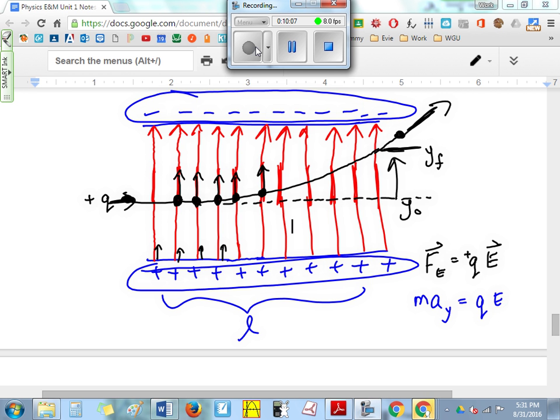Now, E_y is redundant. E was already pointing in the y direction. So all of E is pointing in the y. We don't have an E_x, so we'll just put E, if you don't mind. All right, so we end up with this little equation. And what can we do with it?